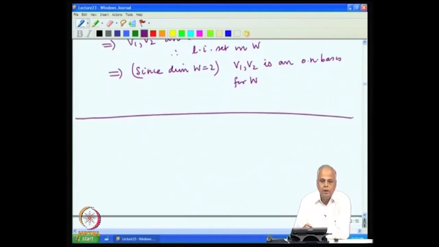Now, we shall look at what is the effect of this orthonormal basis. We have seen that whenever you have a basis, every vector in that space can be expanded as a linear combination of the vectors in that basis. And therefore, in particular, if you have an orthonormal basis, then every vector in that space can be expanded as a linear combination of this orthonormal basis. Let us look at this expansion.